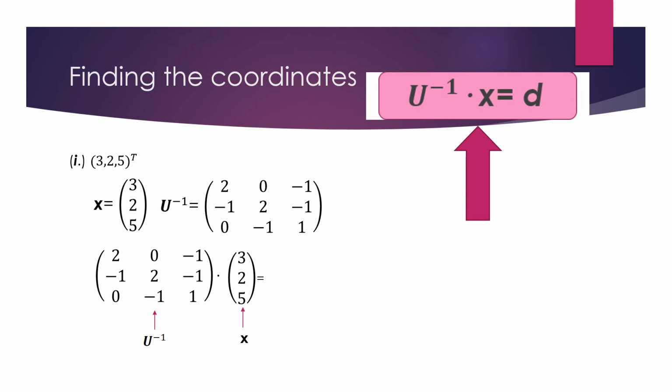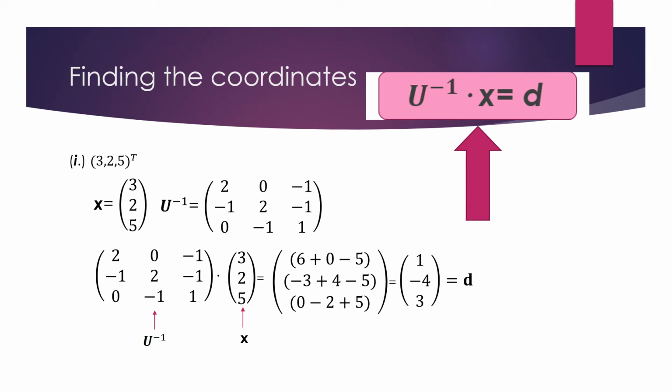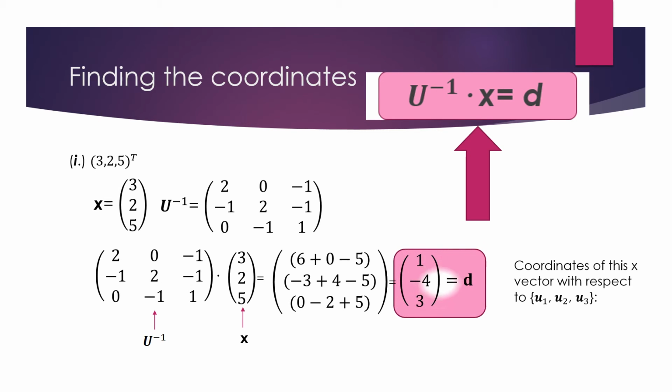Now doing regular matrix multiplication, we get 6 plus 0 minus 5, negative 3 plus 4 minus 5, and 0 minus 2 plus 5, which reduces down to [1, negative 4, 3], which is our d. These are the coordinates of x with respect to U1, U2, U3.